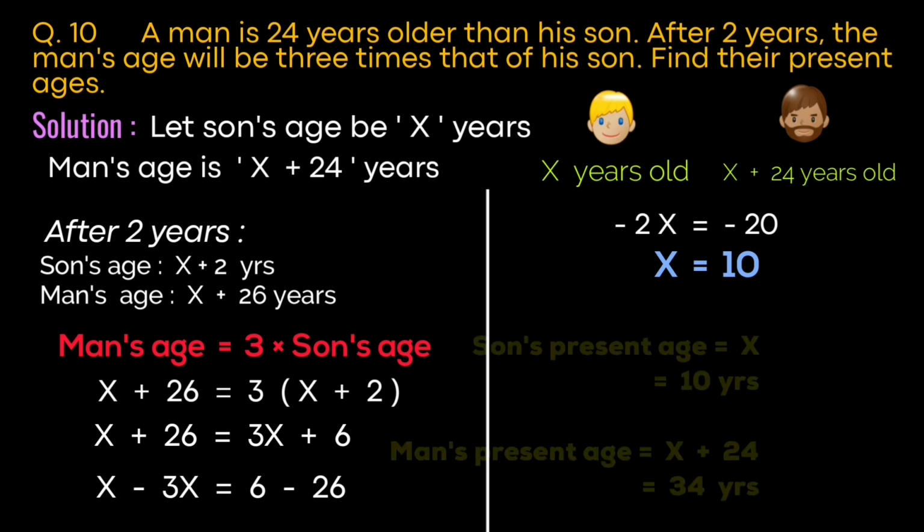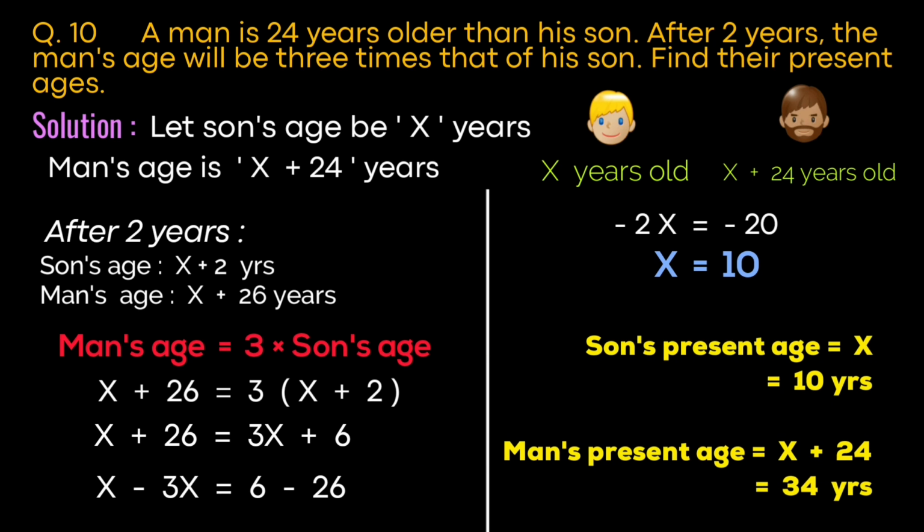Therefore, the present age of son is x years, that is equal to 10 years. And the present age of man is x plus 24 years, that is 10 plus 24 years, that is equal to 34 years.